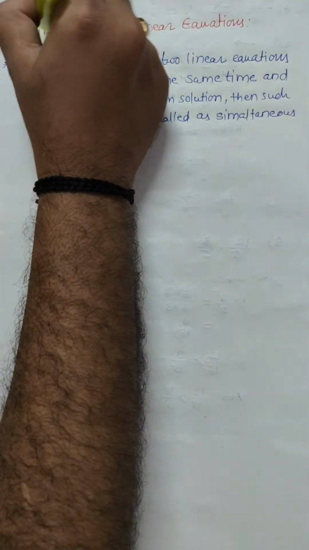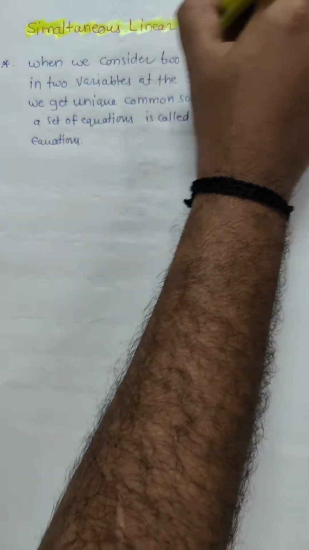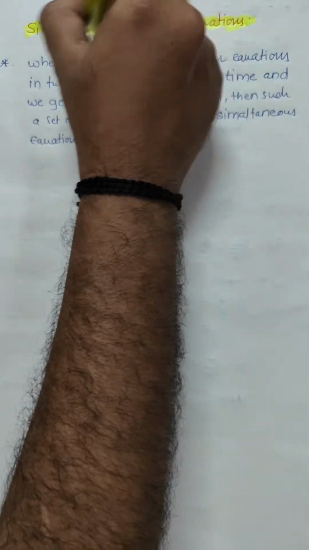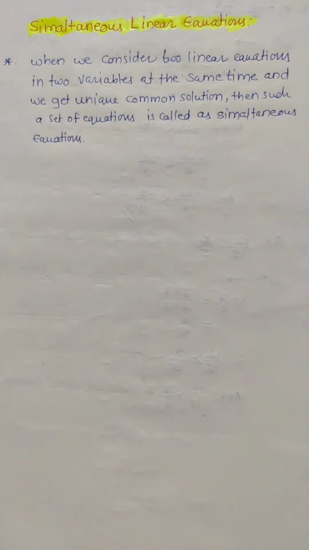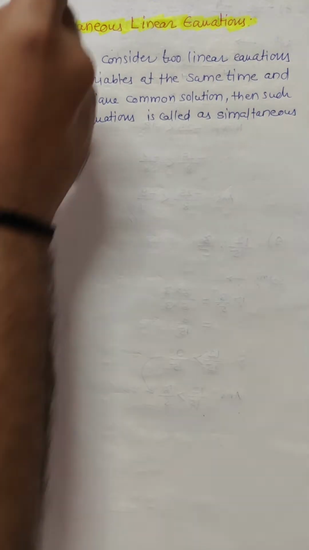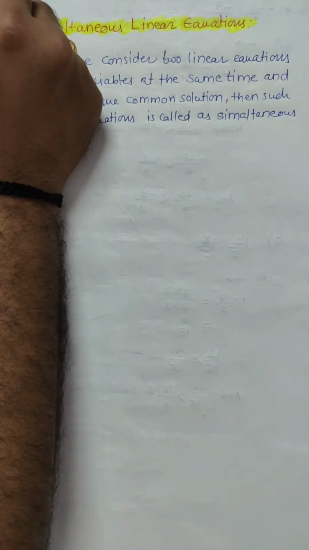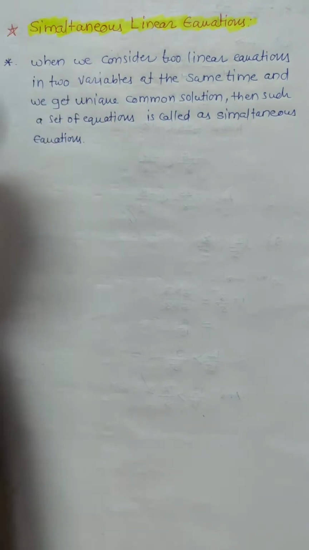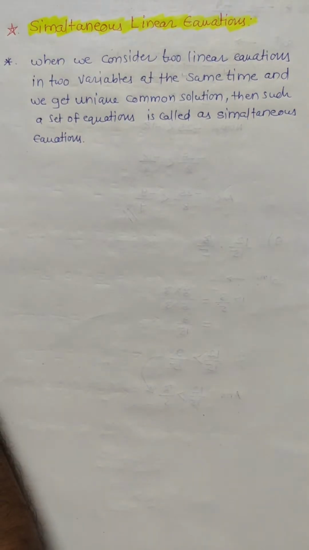Have a star mark over here. What is meant by simultaneous linear equation? Most important point over here. At the time of solving the problem, this definition is really helpful. In previous classes, we have already studied the methods of solving simultaneous equations.